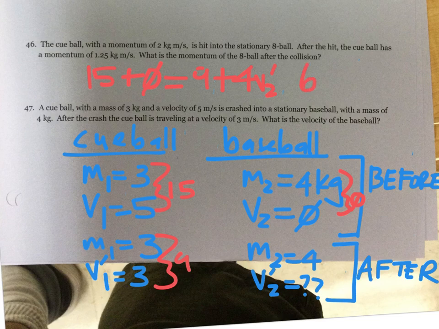So that means that 6 is equal to 4 times v2 prime, which means that v2 prime, or the velocity of the baseball after the crash, is 6 divided by 4, which is 1.5. And we know the units for velocity are typically meters per second, so we need to put the units there of meters per second. So the answer for that very last problem, number 47, is 1.5 meters per second.